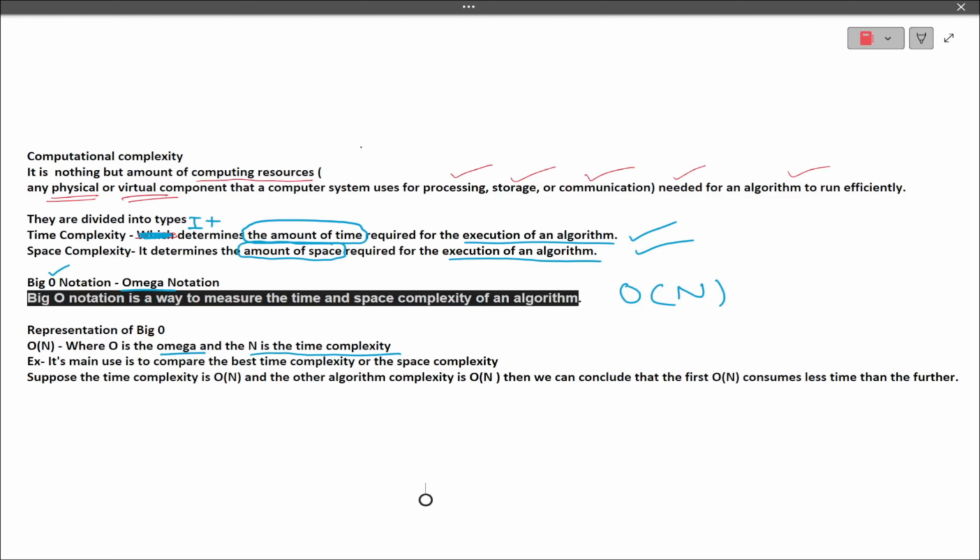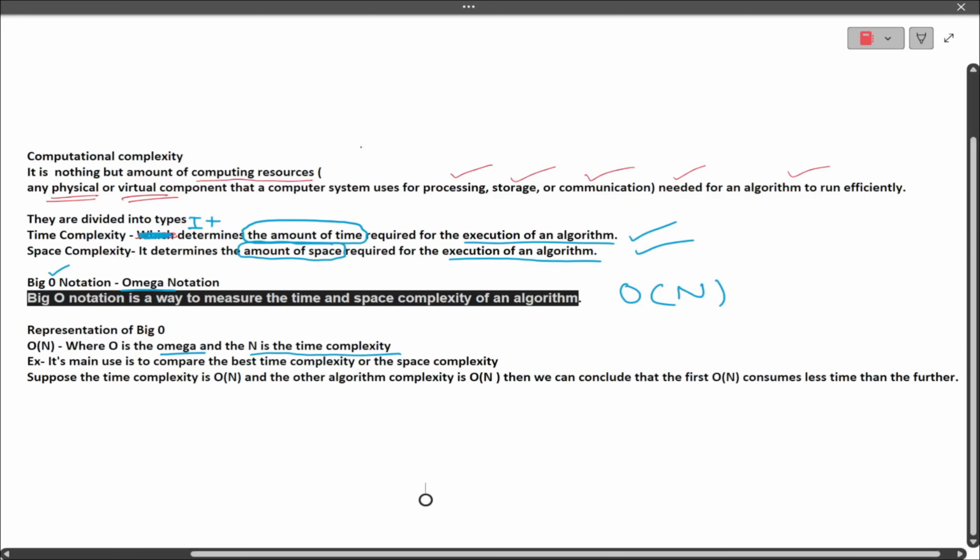Now see, I have described over here: O(n), where O is the omega and n is the time complexity.